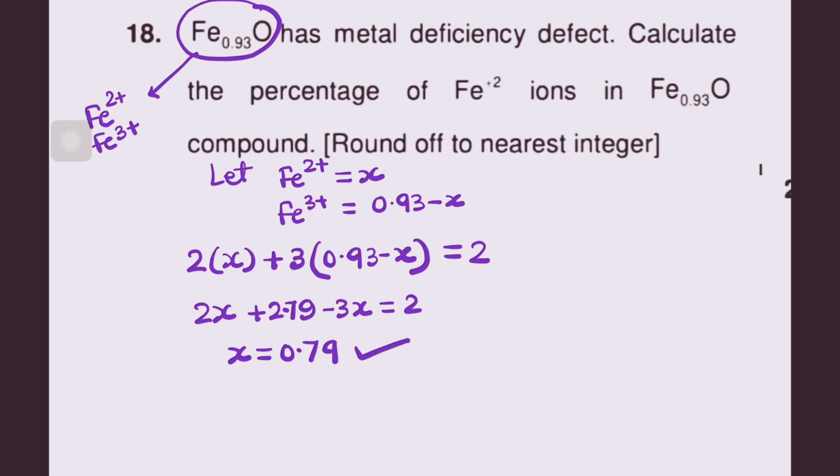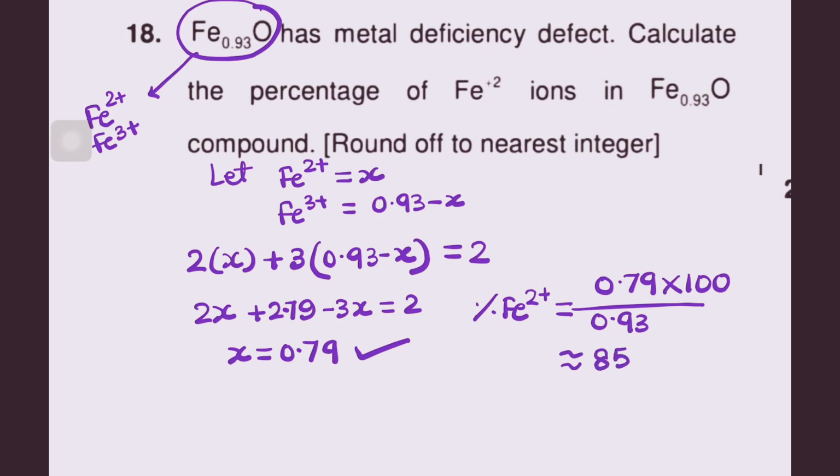So this is the amount of iron 2 plus and they are asking what percentage. So the percentage of iron 2 plus is what? The amount of iron 2 plus, that is 0.79, by the total amount, that is 0.93, into 100. That we need to do basically to find the percentage and it will come close to 85%. So that's the answer for this one. The correct answer should be 85%. Let's see the next one.